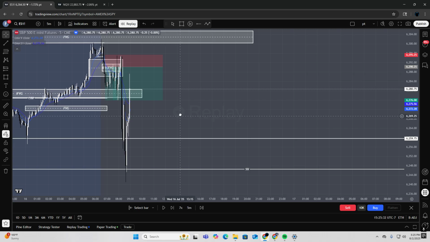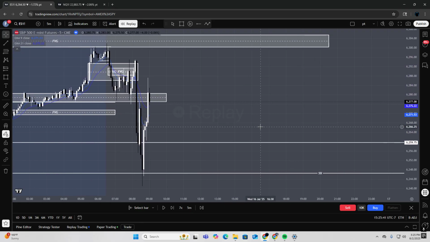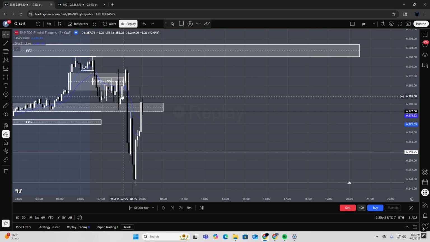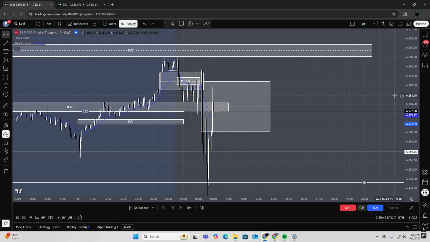Wow, that sold off hard. But we were able to take this all the way to this low right here, right? And for price to continue lower, we want to see all these fair value gaps be respected. So this big 5 minute one would have to be respected to continue lower.